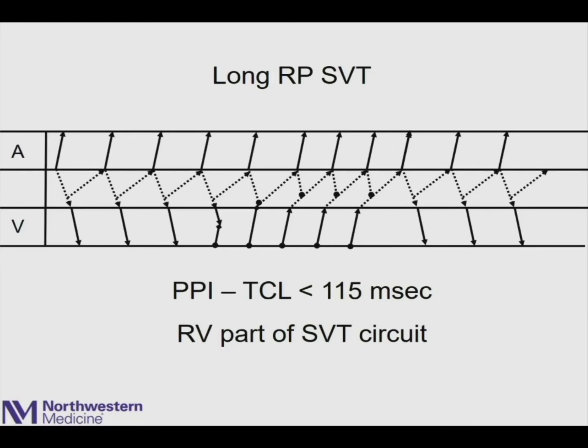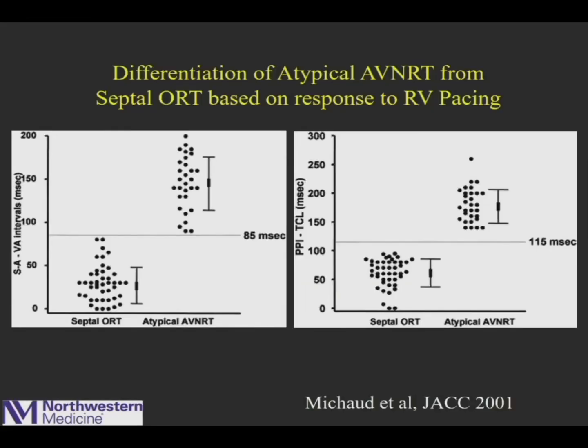There are subsequent papers that have shown that if you have a decrementally conducting pathway, you can get a long post-pacing interval minus tachycardia cycle length, and the RV can still be part of the circuit. But if it's short, you've proven that the RV is part of the circuit. This is the original data from that study that Greg Michaud published, that the stim to A minus VA cutoff is 85. The post-pacing interval minus tachycardia cycle length cutoff is 115. Again, papers have shown it's not quite that clean, but if it's less than 115, that's very useful.